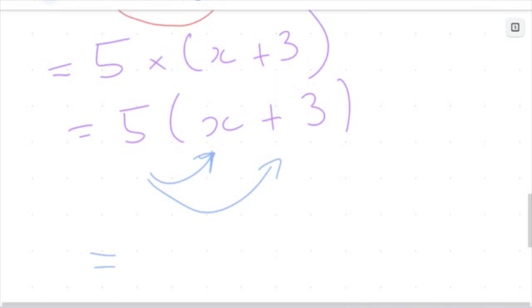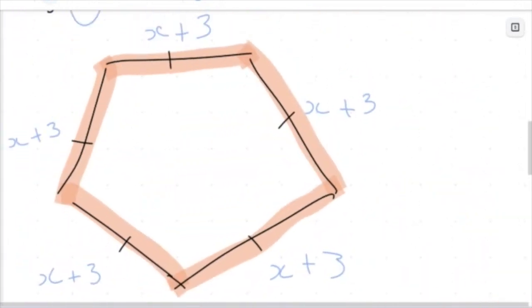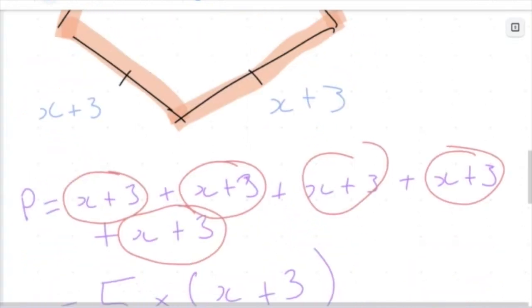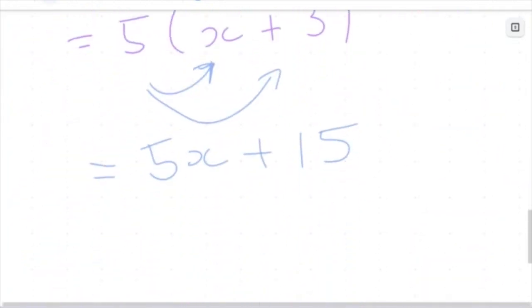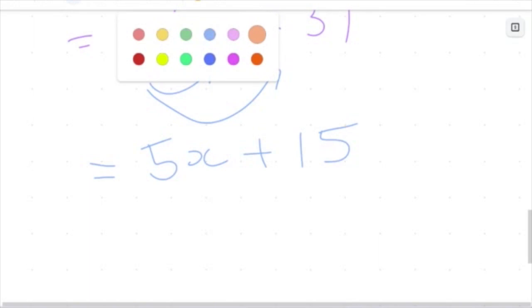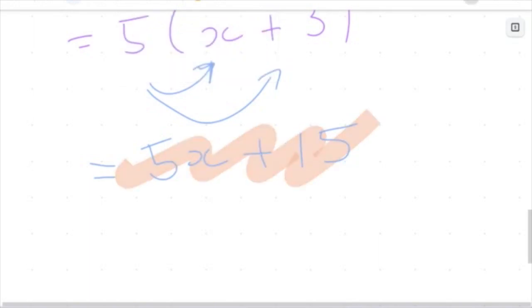Now, we can leave it like this, but just to revise the previous concepts, we can also expand this. We can do 5 times x, that gives me 5x, and 5 times 3 gives me 15, positive 15. So that is going to be my answer. And you can see we've taken something really complex and weird looking and made it into a very nice and compact algebraic expression.